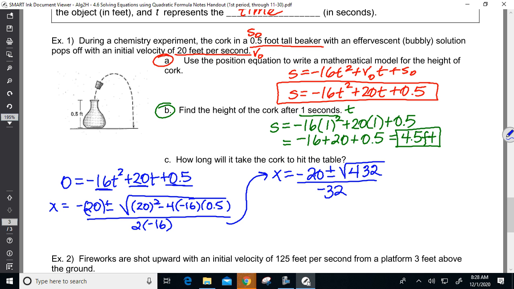Now, for word problems, you do not have to worry about giving the exact answer. We're going to use decimals. So for a word problem, don't worry about giving the exact answer. We're going to go right ahead and use a decimal answer. So with that, we have 20 plus the square root of 432 over negative 32.